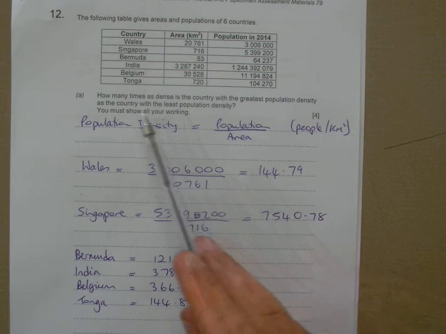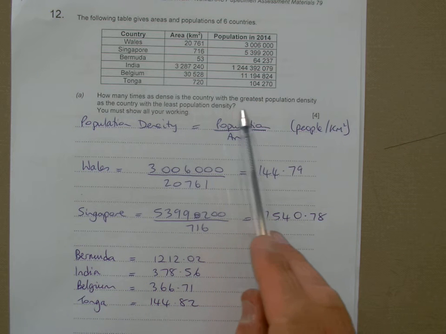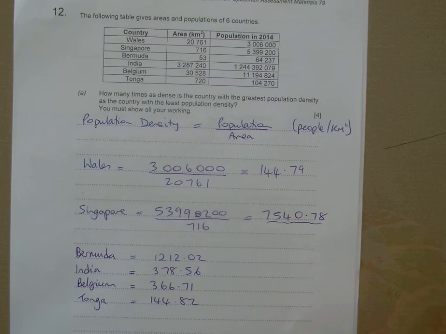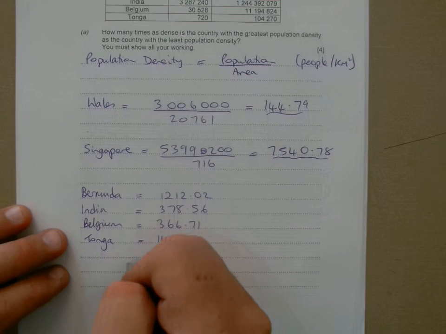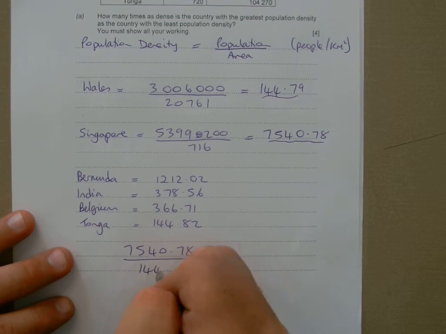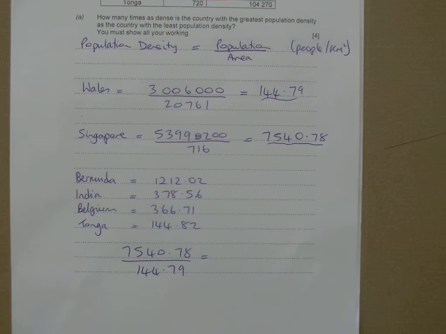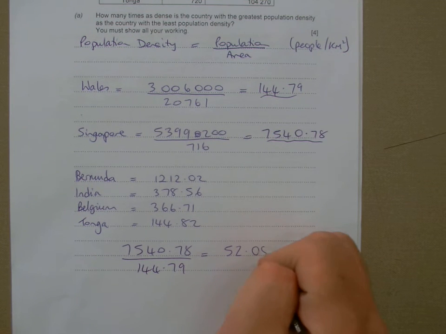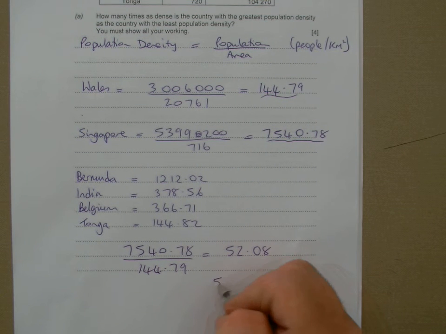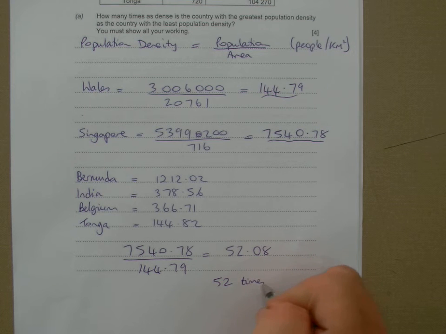Okay, so then it says how many times as dense is the country with the greatest population density as the country with the least population density. Well, the greatest is obviously Singapore, and the least comes out to be Wales in this list here. So to work out how many times greater, we're just going to divide one by the other, to see how many times 144.79 goes into 7,540. And when I get that, I get 52.08. Okay, so it's basically about 52 times more dense.